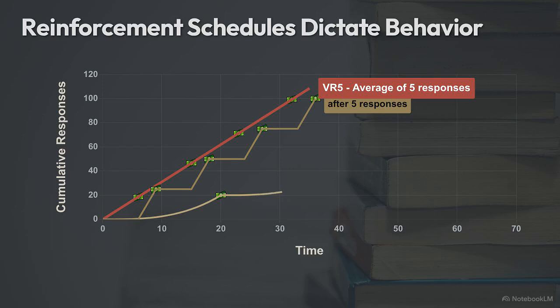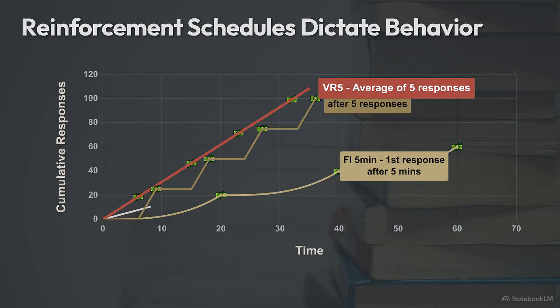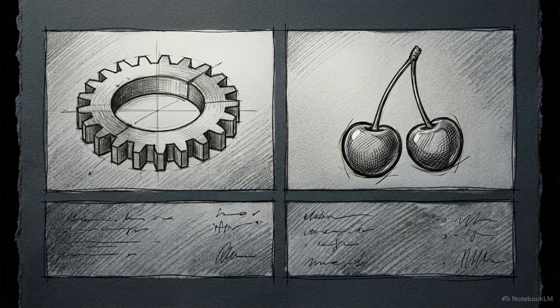The third quadrant illustrates the fixed interval schedule. On an FI 5-minute schedule, reinforcement is available for the first response after a 5-minute window elapses. This produces a scalloped signature on the graph, with responding accelerating as the interval's end approaches. Finally, the variable interval schedule reinforces the first response after an average amount of time, producing a moderate, constant rate of behavior without fixed pauses.